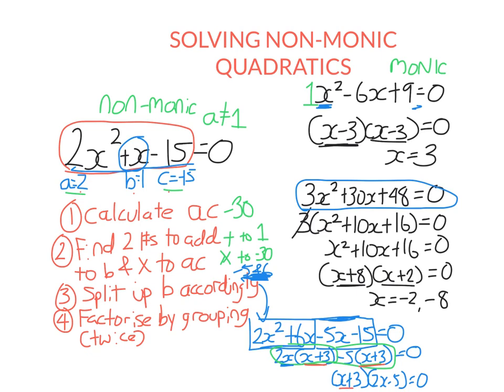Now, once you've got to this step here, it's easy. You know what to do. You use the null factor law. Either x plus 3, the first bracket, equals 0, which means x equals minus 3, or the second bracket equals 0. So if 2x minus 5 equals 0, you add 5 to both sides and divide by 2. You get x is 5 over 2. So the two solutions are x equals minus 3 and x equals 5 over 2.